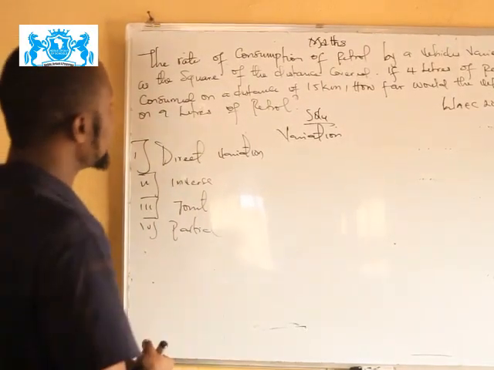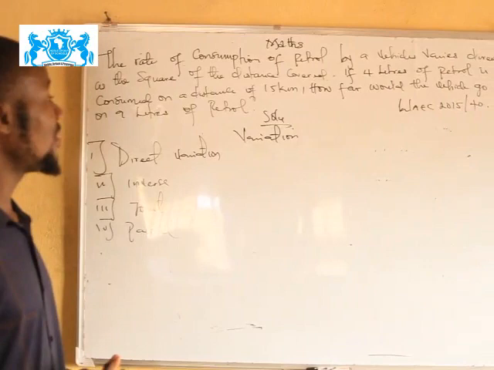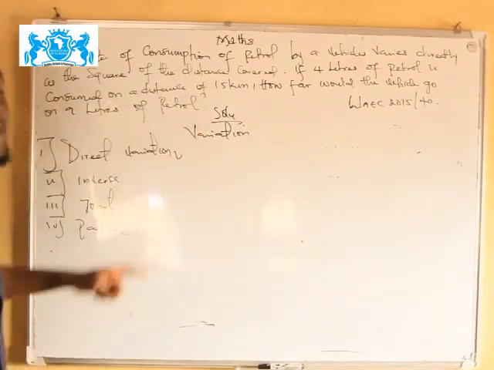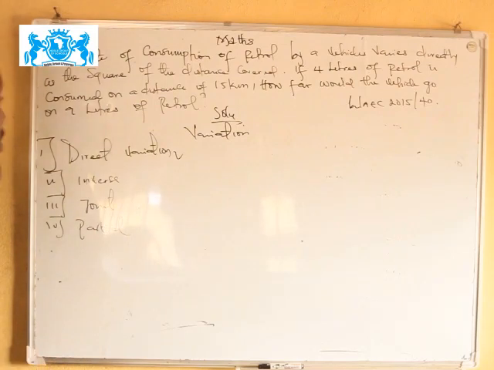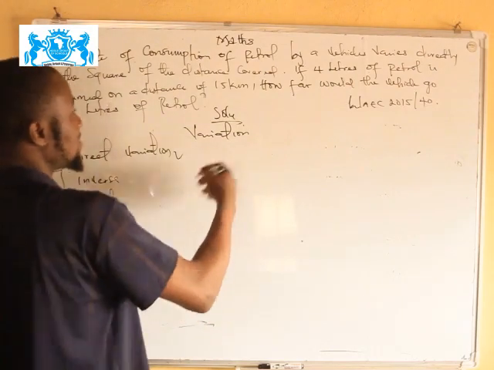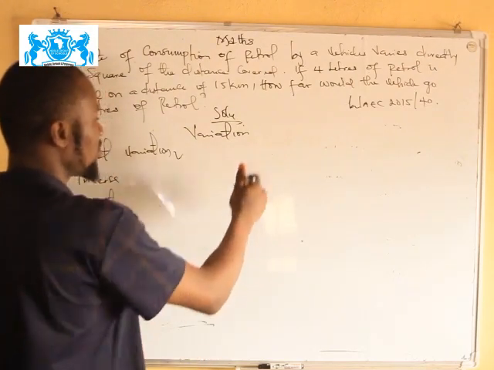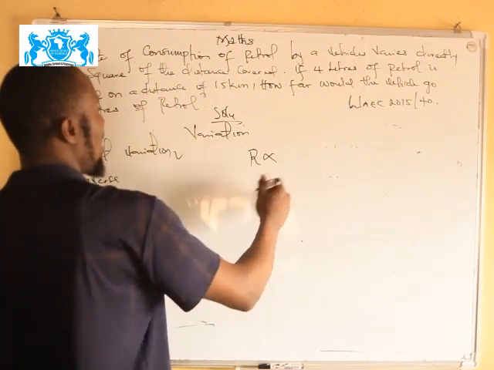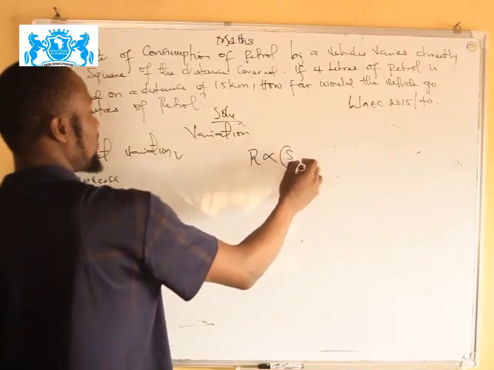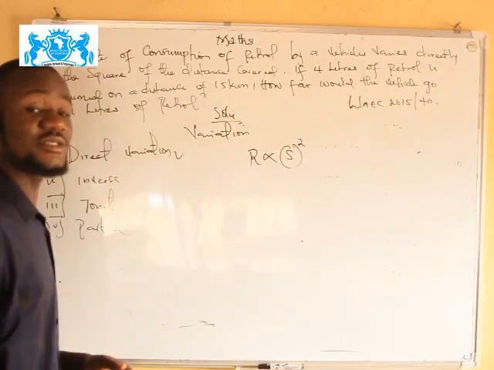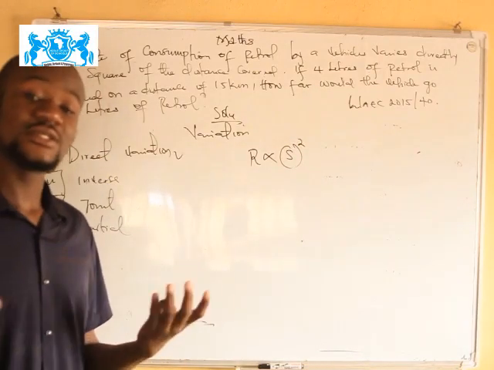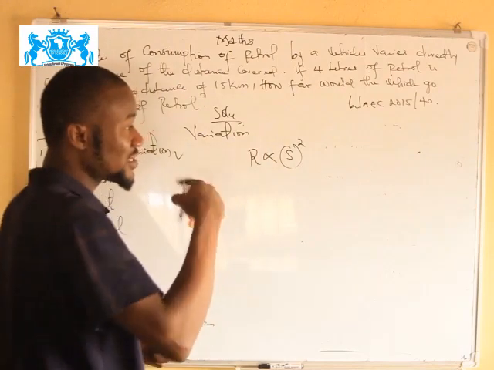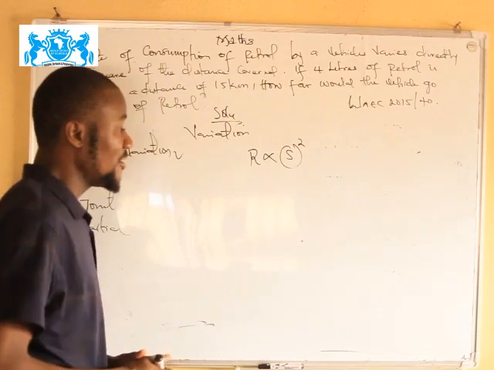Now, the question says the rate of consumption of petrol by a vehicle varies directly, meaning that we are looking at direct variation in this question, as the square of the distance covered. So the rate of the consumption of petrol varies directly as the square of the distance covered. You can denote the distance as x, or you can denote it as d, no problem. Now, before we can start solving, we have to analyze this variation symbol.